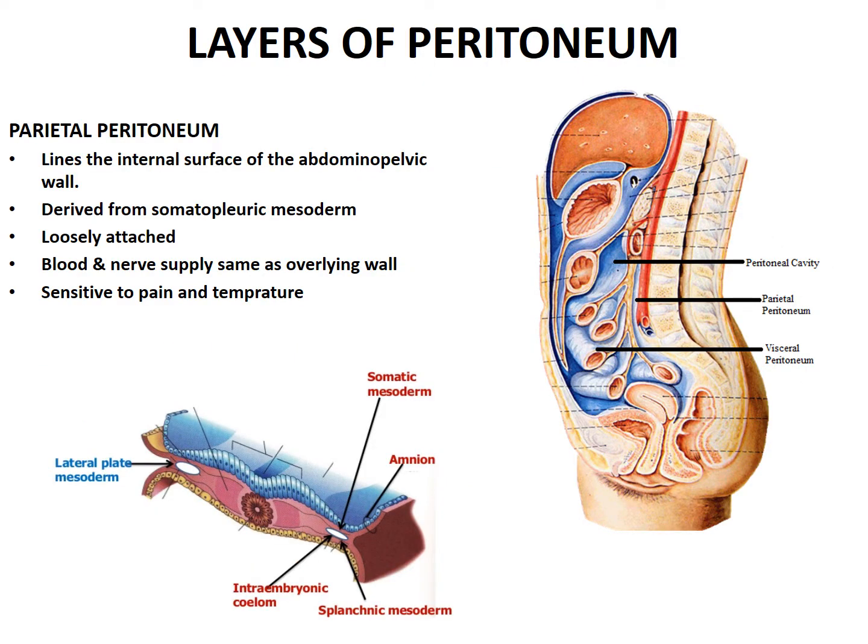The parietal peritoneum, which is lining the wall of the abdominal cavity, is not only lining the abdominal cavity but also the pelvic cavity. It is derived from the somatopleuric layer of the lateral plate mesoderm, and its blood supply is from the overlying wall, and because it is supplied by the somatic nerves, that is why it is sensitive to pain and temperature.